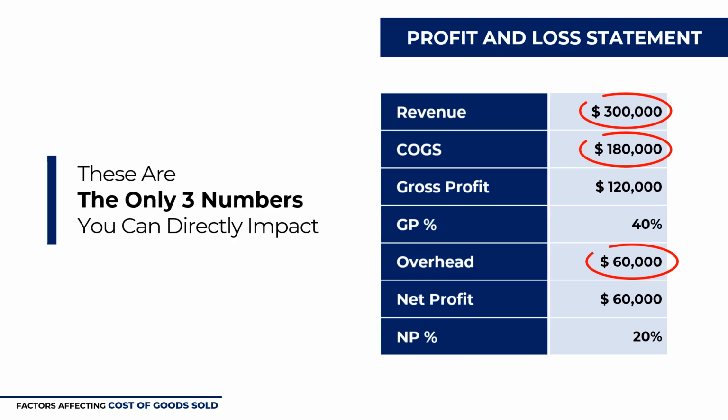You find gross profit by subtracting COGS from revenue, and then dividing that number by the revenue gives you the gross profit percent. When you subtract your overhead from your gross profit, you find your net profit, which you then divide by revenue to determine your net profit percentage. So the 3 numbers you can directly impact, and the ones we're going to focus on to help you make dramatic financial gains with zero cost, are revenue, COGS, and overhead.